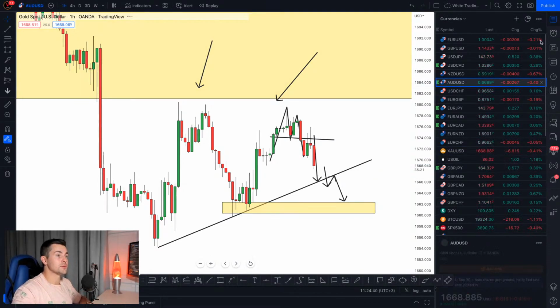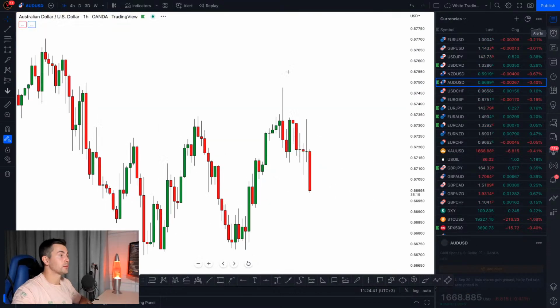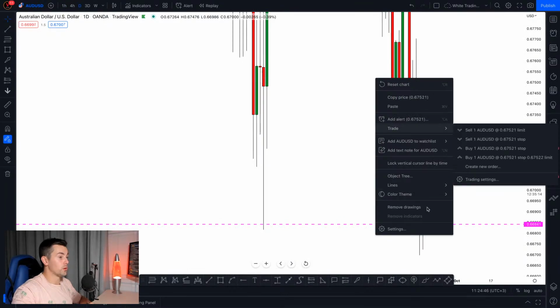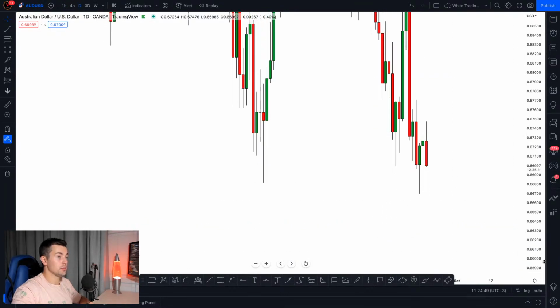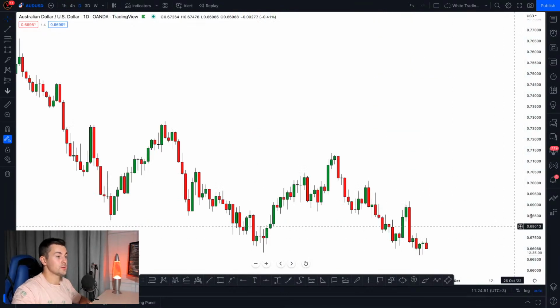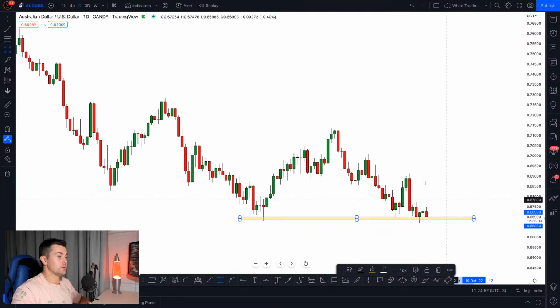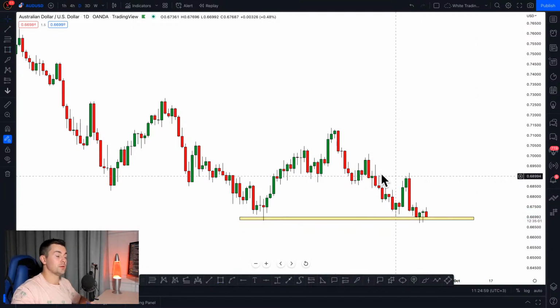Root says Aussie dollar. Let's analyze Aussie dollar and let's check. Aussie dollar is on a key support. Aussie dollar for some time is coiling on a key support. Here, traders, we have a very strong horizontal structure, and for now the pair didn't manage to break that.